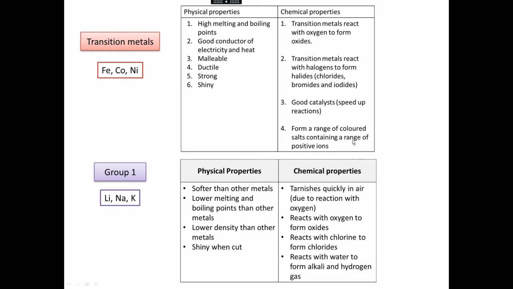Just remember, I've put in here that they form a range of positive ions. Please remember that group 1 only form 1 plus ions. They have one electron in their outer shell.